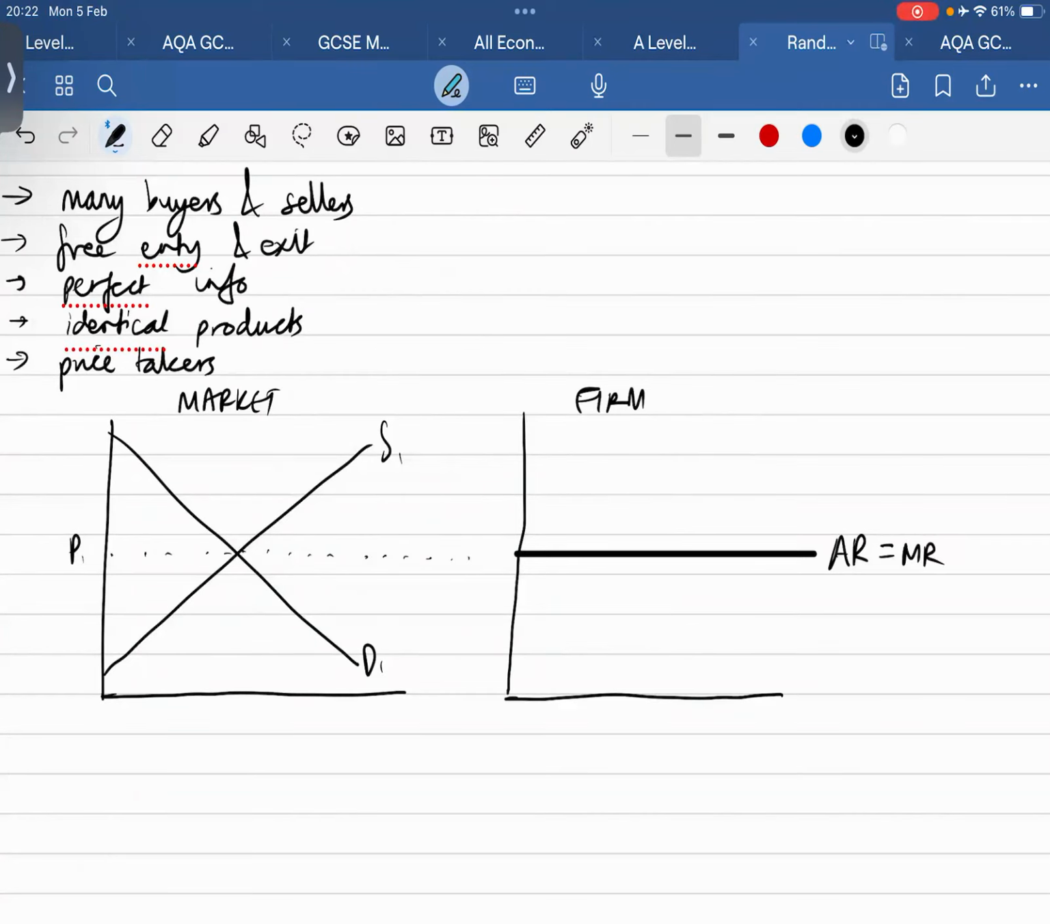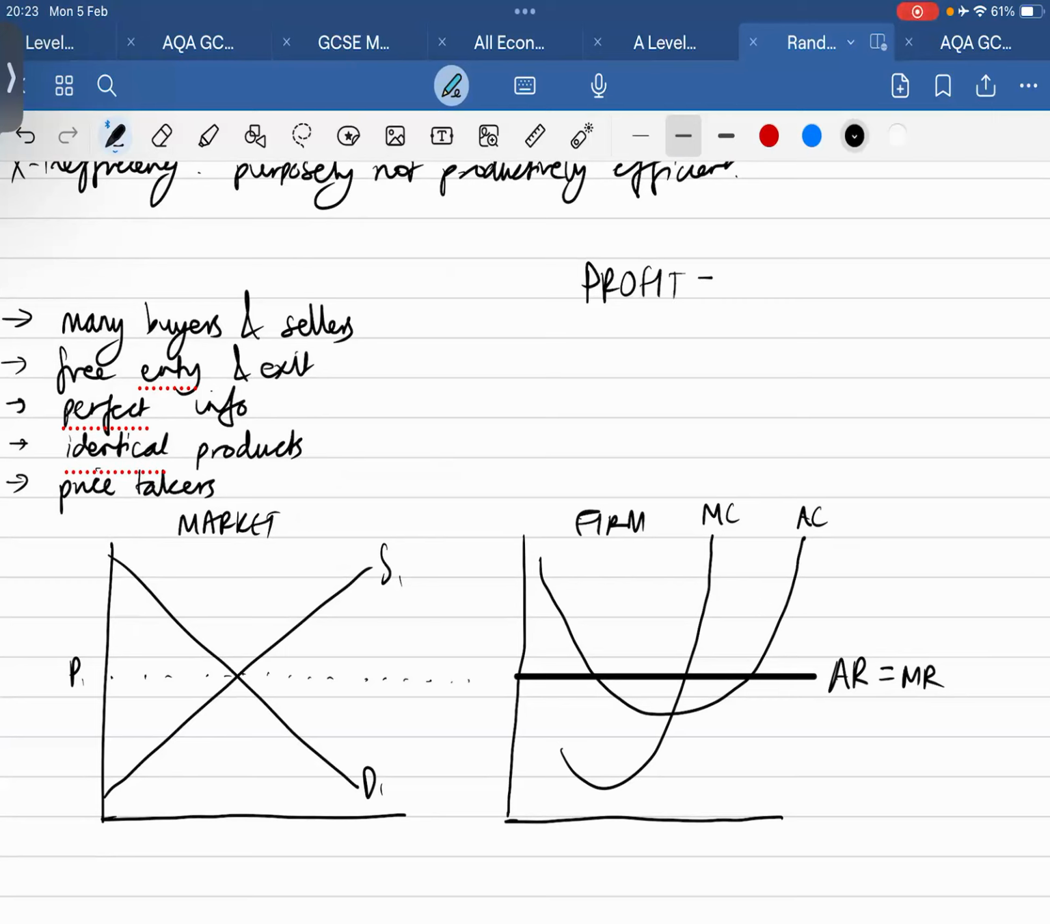Then we have an average cost curve like this, and the marginal cost curve going through the middle. And the marginal cost has to go through the lowest point at the AC, right? Exactly. And firms, even though they don't really make profit, they still try to make profit. And profit maximization happens at MC equals MR.